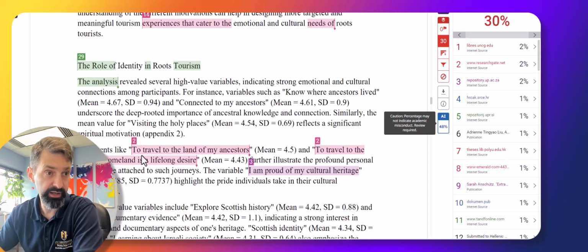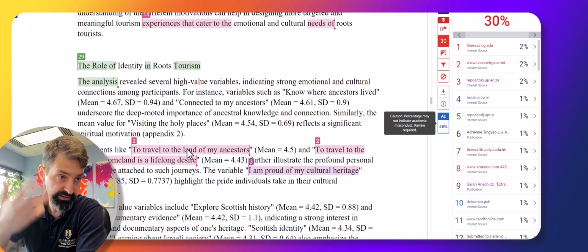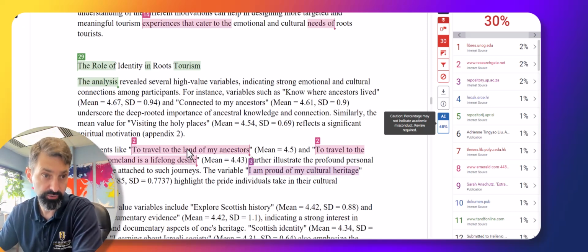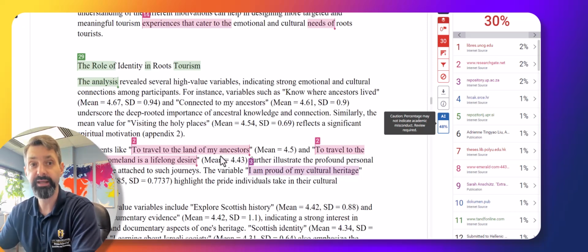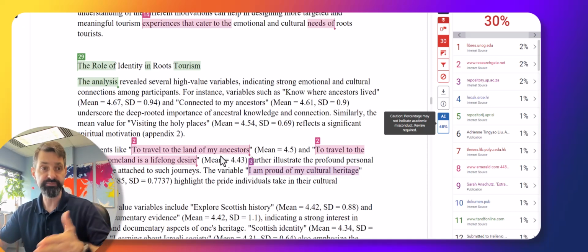So something like, "to travel to the land of my ancestors, to travel to the African homeland is a lifelong desire." And so these are actual items from an instrument that I assume was cited earlier. And obviously they match word for word. In fact, they are quotes. And Turnitin again takes this as copy-pasted material.